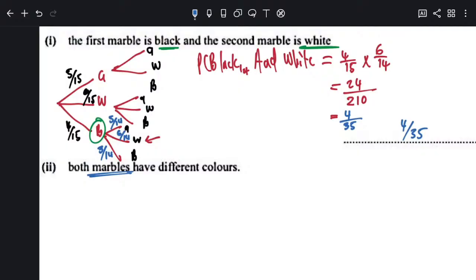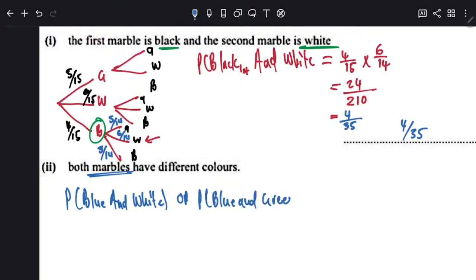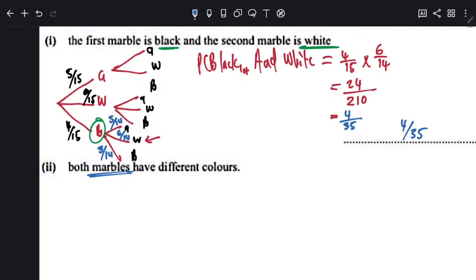You can write all this and end up having something to say: probability of blue and white, or it will be blue and green. Okay, blue on the first, green on the second. Or you keep doing that and now you change it to additions and multiplications. But that's too much. There is a shorter way.